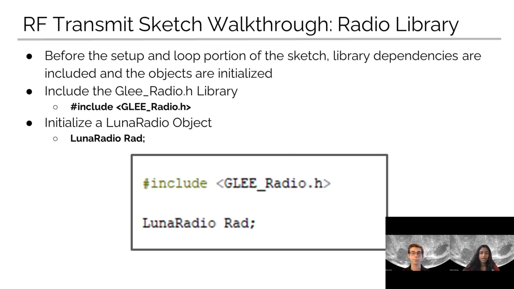So, what does the radio library consist of? So the GLEE radio library, like the other libraries we've been using, has necessary functionality, but in this case for our RF functionality. So here we want to include it. It's the GLEE radio library, and then we want to initialize a Luna radio object called RAD, which we will also be using later to represent our transceiver.